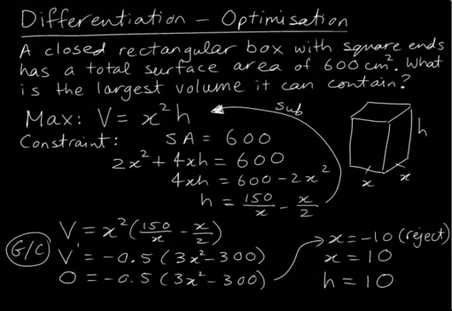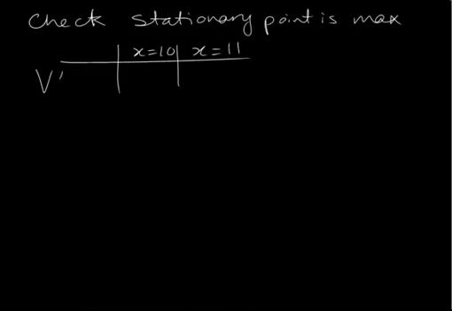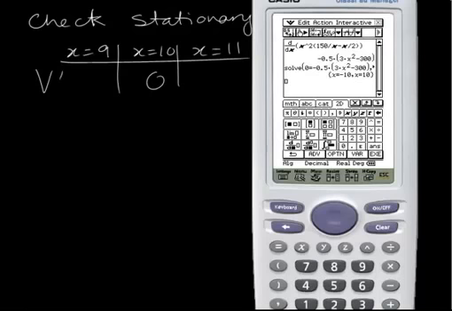So I'm almost there. What I need to do is to double check really that it is indeed a maximum. So check that stationary point is a maximum. So set up your sign test. So V dash, x equals 10. So let's say we choose x equals 11 on that side and x equals 9 on that side. We know the gradient to be 0 at x equals 10. So bring up the ClassPad again.